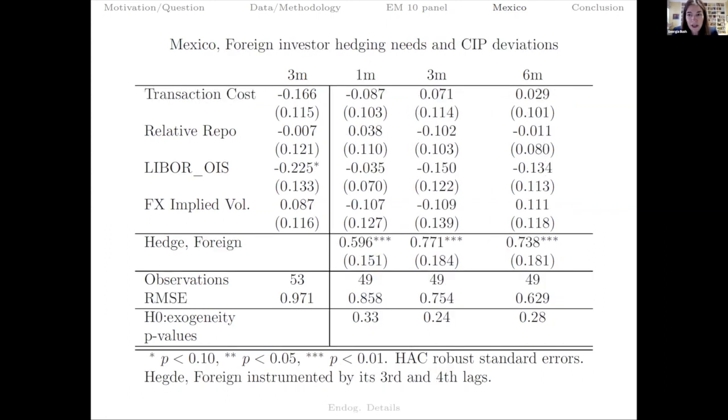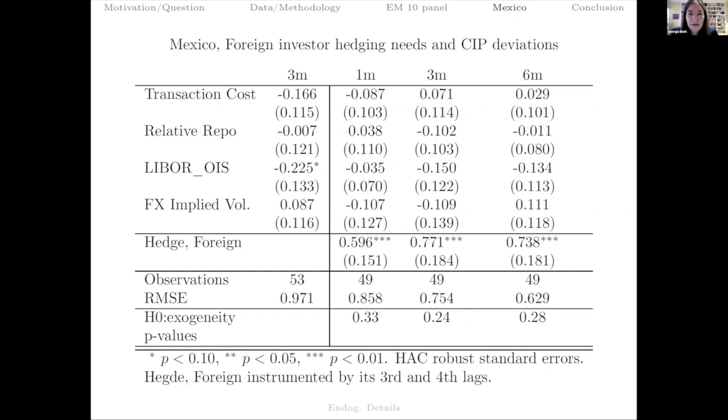Okay, and what about the foreign investor hedging needs? As I said, the foreign investor hedging needs are proxied by the observed FX derivatives transactions with foreign counterparties. And you'll see that, giving some support to the hypothesis, the hedging demand from the foreigners has a positive sign. So that means it's narrowing the negative basis.